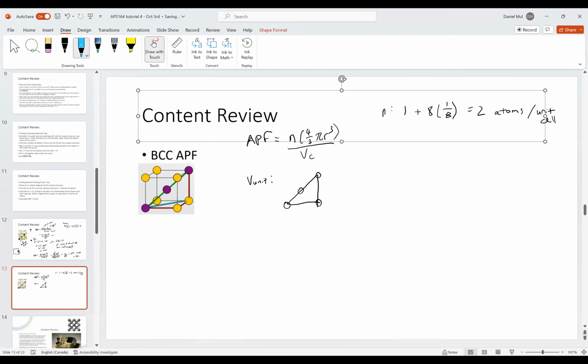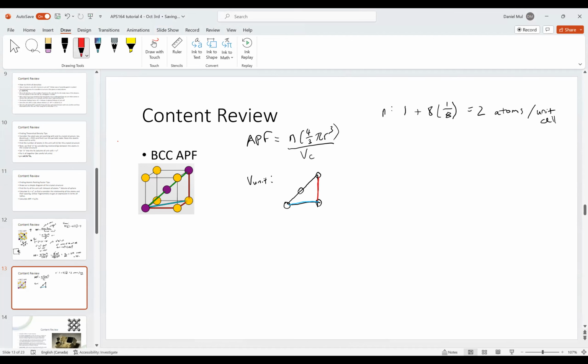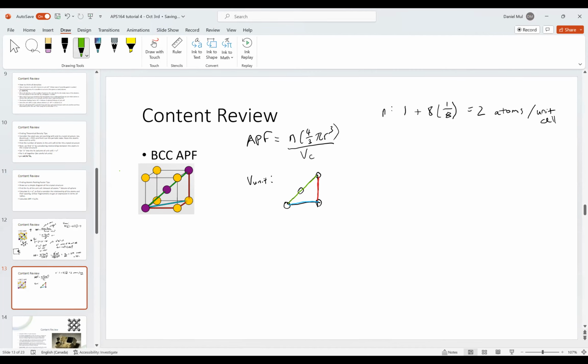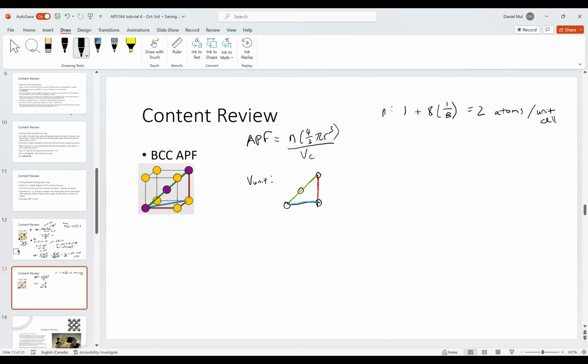So this would be blue. That's red. And this is green. And then we just consider the relationship that's on the bottom here. It can also be the top or any other sort of diagonal that you can see.